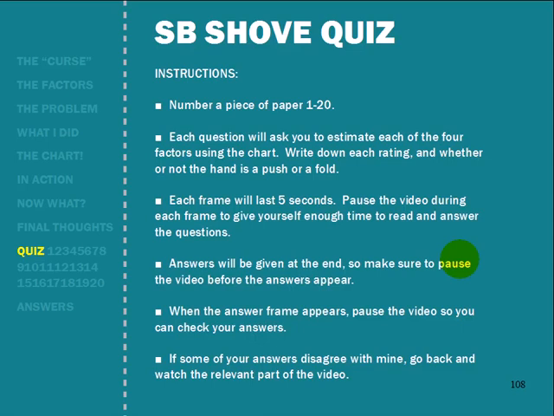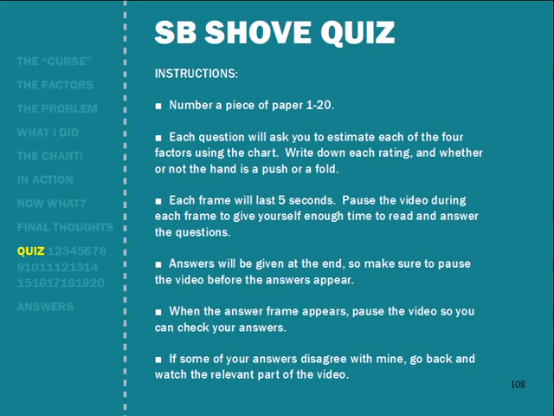There is going to be sort of a quiz, which is going to give you some more examples of how to use the chart and the methodology of the chart. And what I want you to do is go ahead, if you want to take the quiz, there's going to be 20 questions. So go ahead, basically 20 hands, sort of like a Sit and Go Wizard quiz. Number a piece of paper 1 to 20. And each question is going to ask you to estimate each of the 4 factors using the chart. And write down each rating and whether or not the hand is going to end up a push or a fold. So you write down each rating, total them up. If it's 22 or more, you say push, and if it's less than that, say fold.